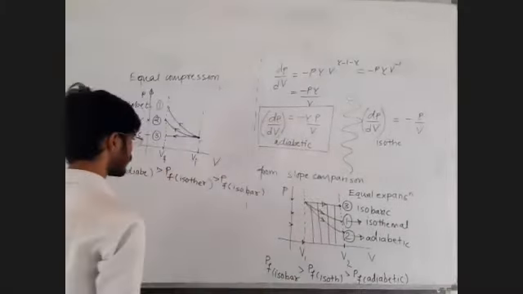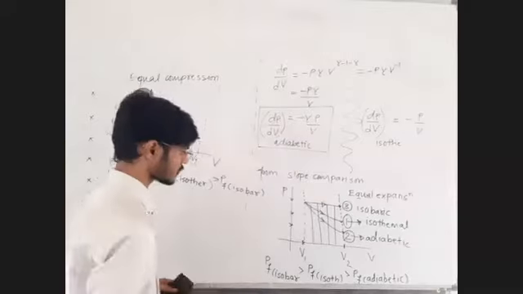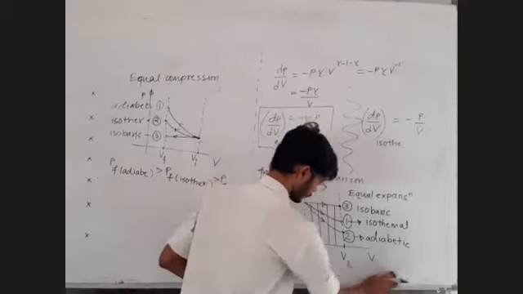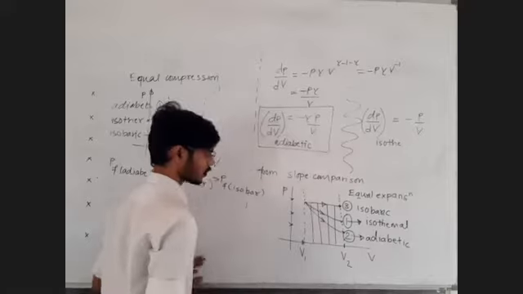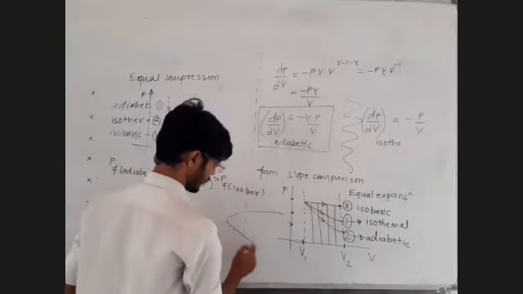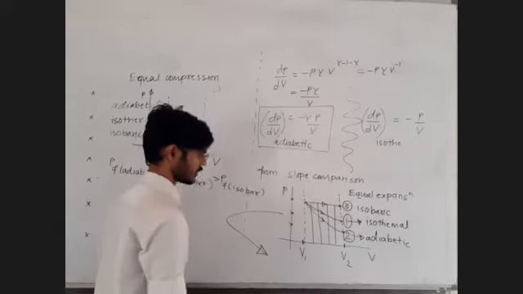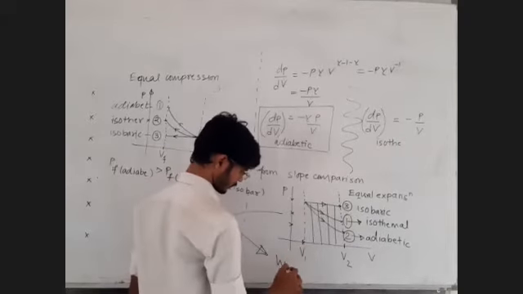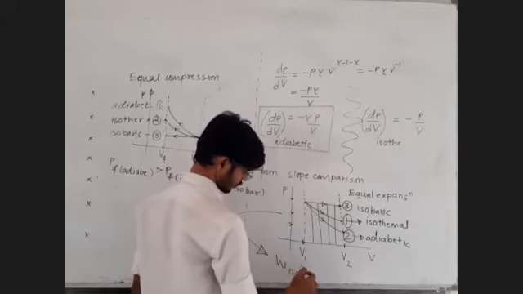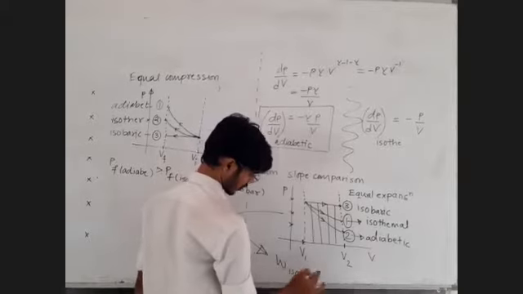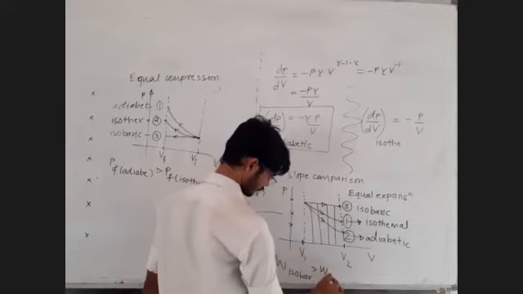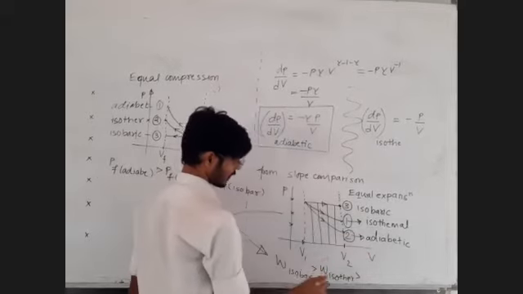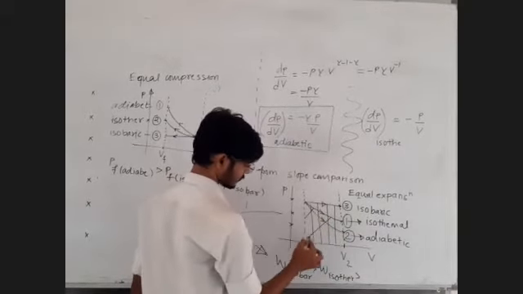Now we are going to compare the works. If you have some space, then you should write nearby this diagram. If you don't have enough space, then just make an arrow like this, and then write down the line. Work done for equal expansion process, work done of isobaric is more than work done in isothermal is more than work done in adiabatic.